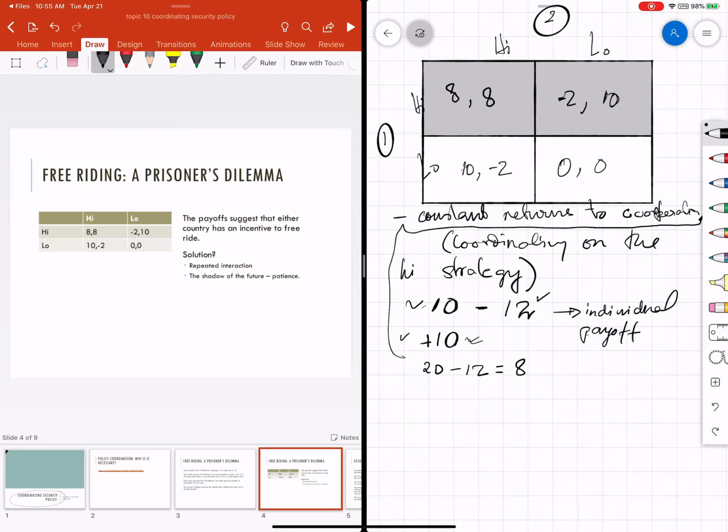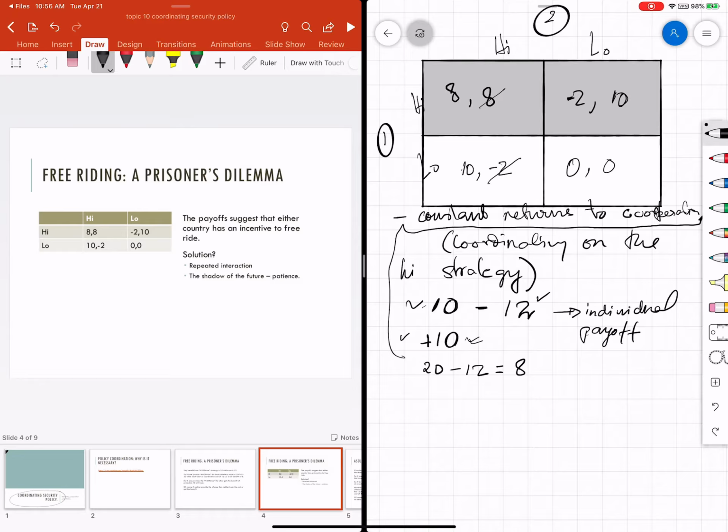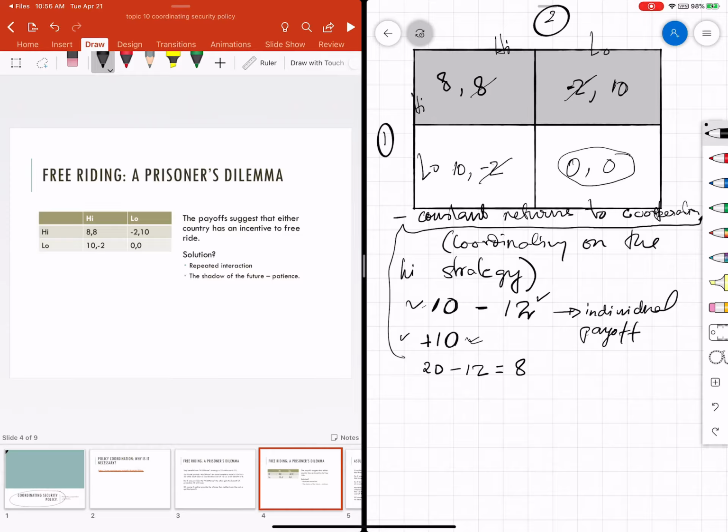Okay? Now, you will notice that if you play the game here, if one chooses high, 2 is not going to choose high. They're going to choose low. If one chooses low, 2 is not going to choose high. They're going to choose low because 0 is bigger than minus 2. So 2 is always going to choose low. And if 2 always chooses low, so will 1. And so that's not going to be an option, and the Nash equilibrium is going to be that. That's a prisoner's dilemma, right? That's a straight out prisoner's dilemma.